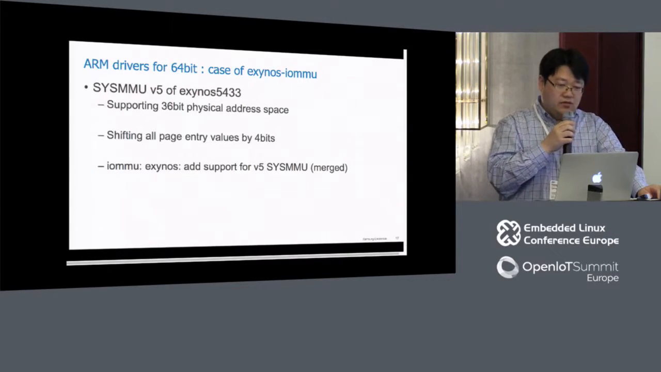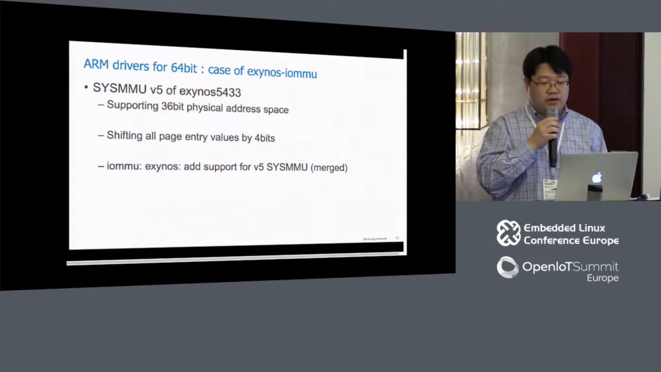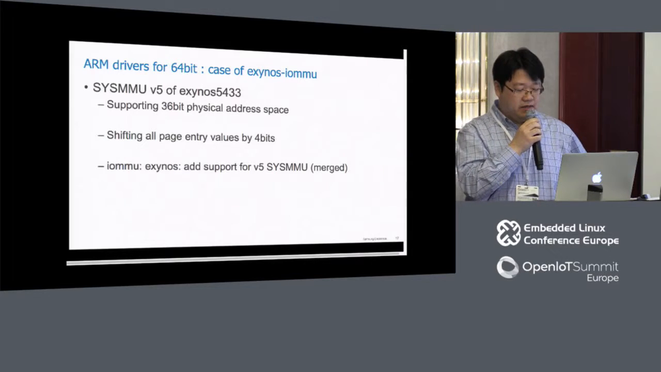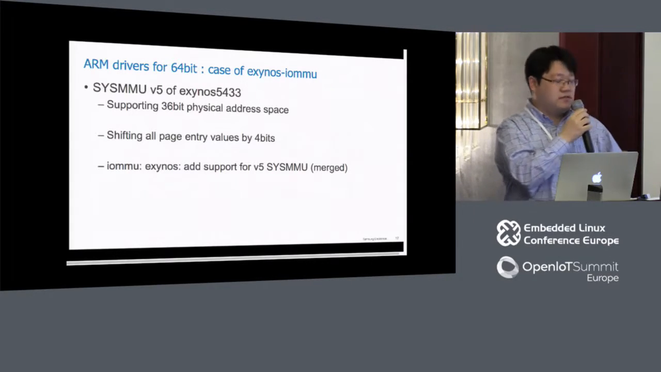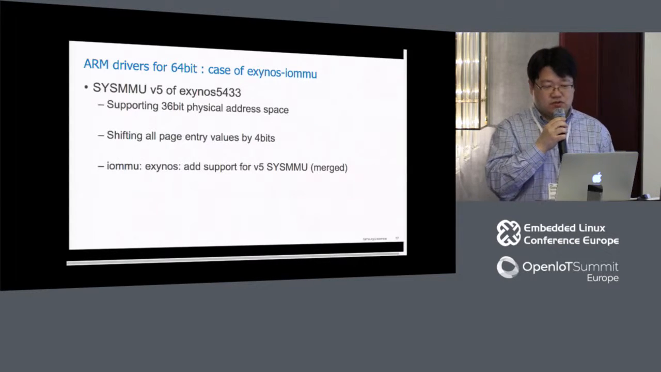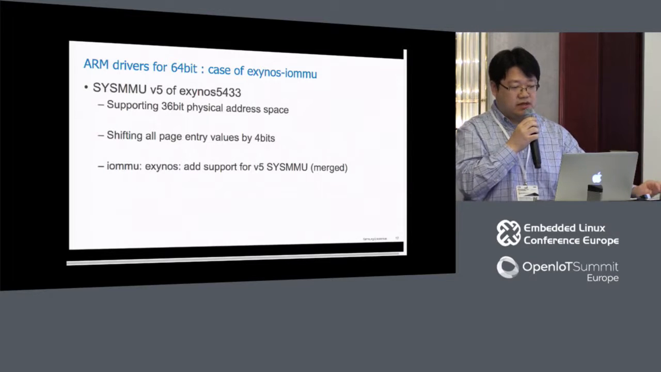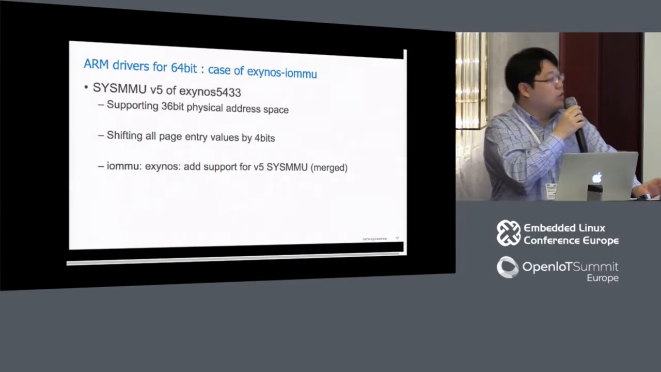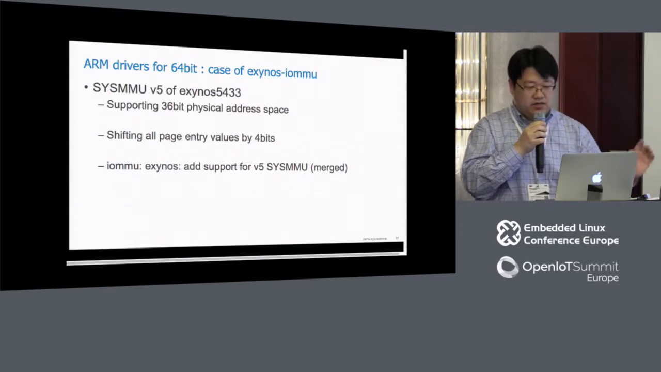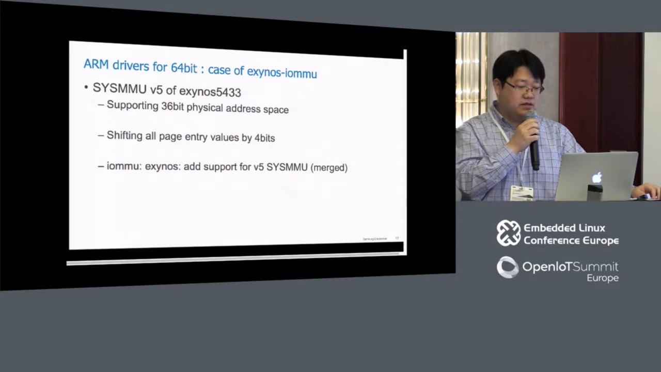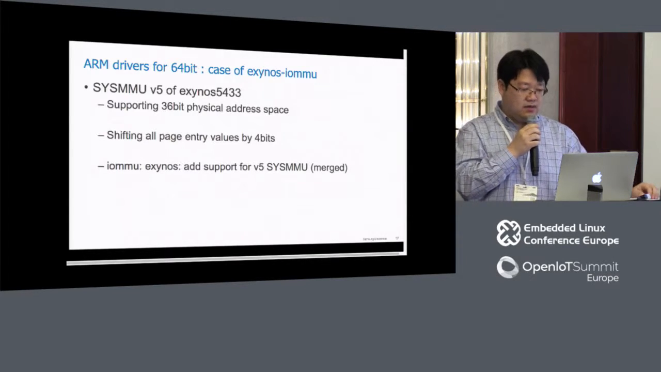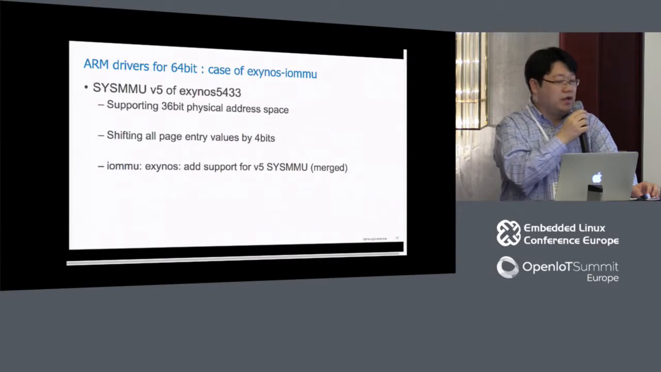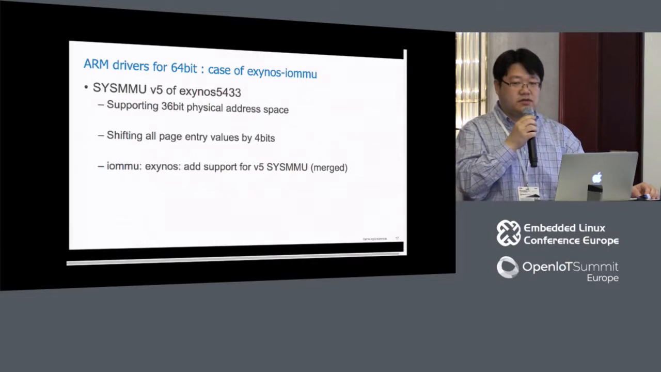Okay, also we need to fix drivers on the early ARM architecture to support 64-bit. Many of them already support 64-bit, but some of them have some issues. For example, the Exynos IOMMU originally only supported 32-bit, but version 5 of the hardware supports more physical address space. It's just shifting the old page entry values by 4 bits on the hardware side, so the driver needs to be updated to support version 5. It is already merged to mainline.